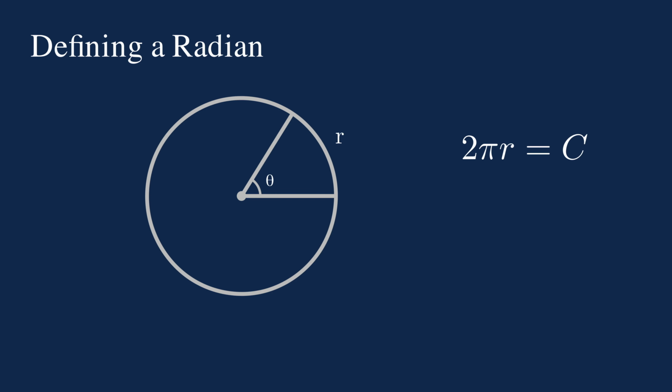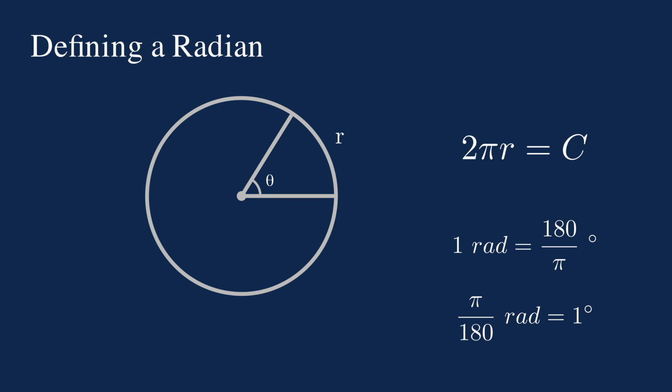Further, let's look at the relationship between radians and degrees. If there are 2 pi radians in one circle, and also 360 degrees, we can set this equal to each other. Solving for 1 radian, we get 360 degrees over 2 pi, or 180 degrees over pi. Solving the other way, we get 2 pi over 360 radians, or pi over 180 radians.